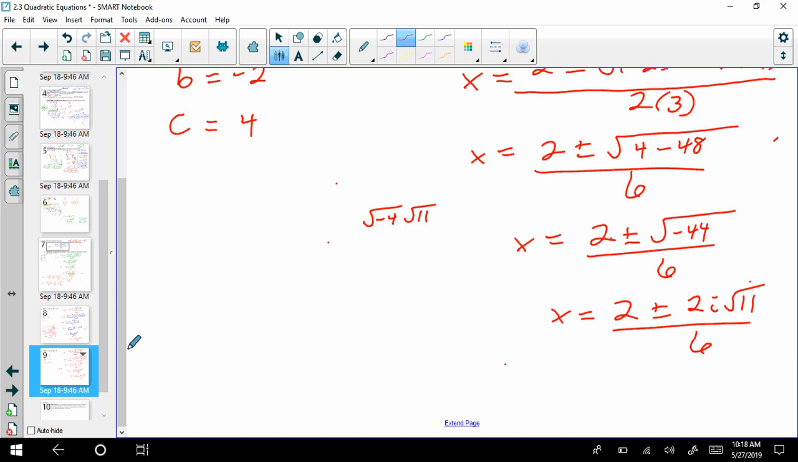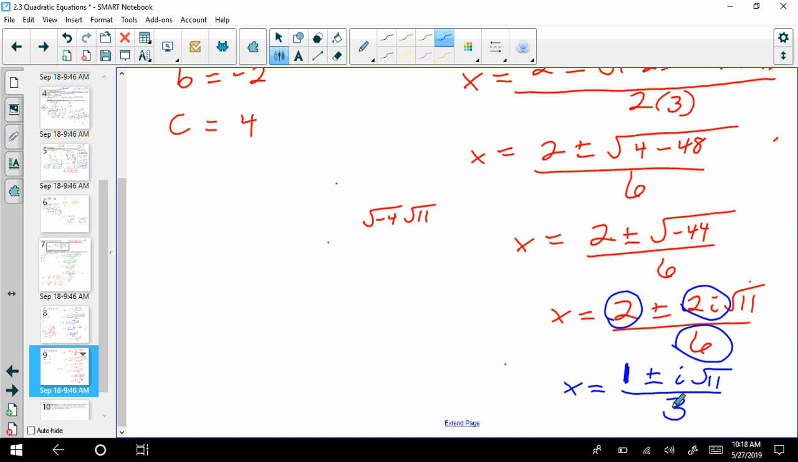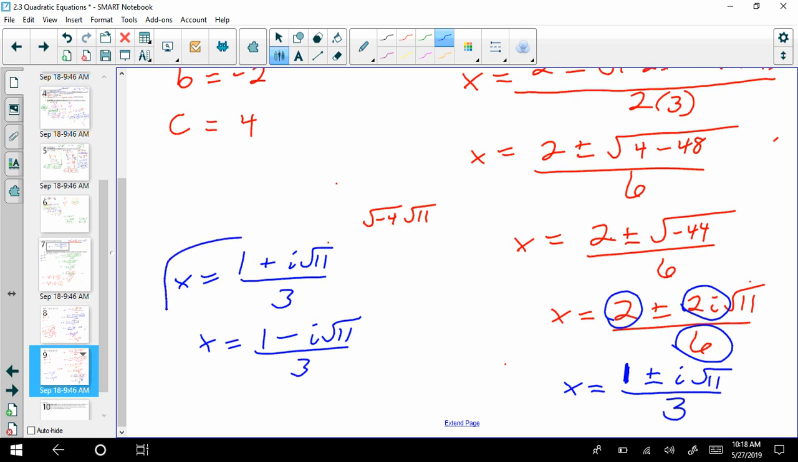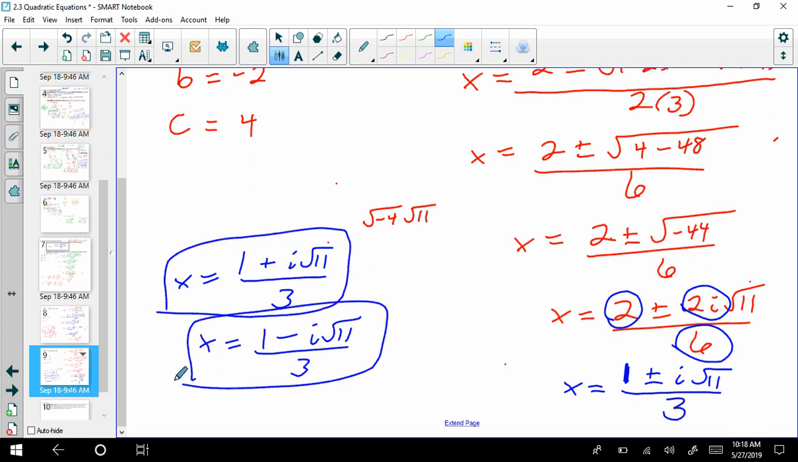And finally, because I can do it from all 3 items, I would like you to divide by 2. So when I do that, 2 divided by 2, you have to have a 1 there, plus minus 1i square root 11 over 3. So my two answers would be 1 plus i square root 11 over 3 and 1 minus i square root 11 over 3. So 2 imaginary answers.